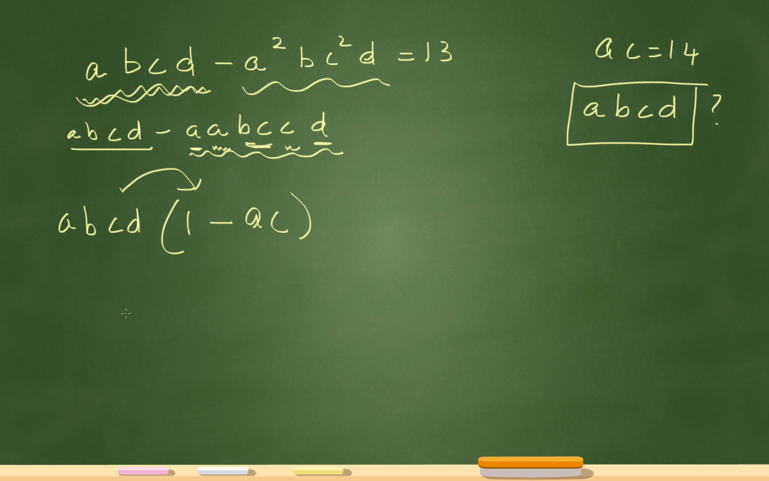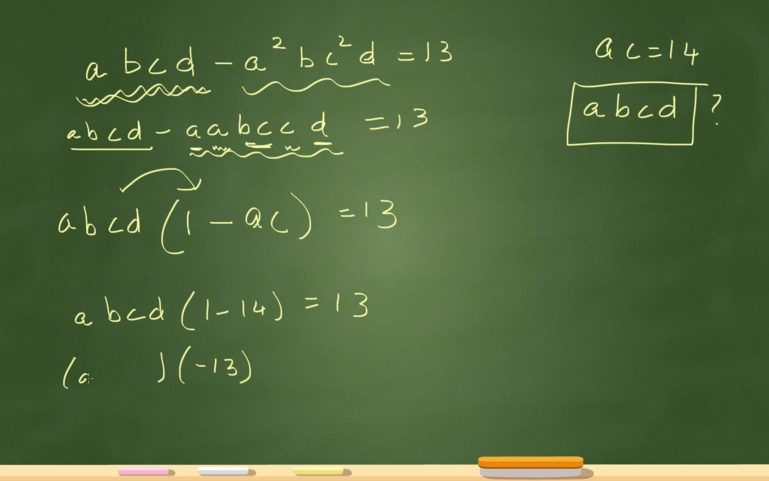So let's see what we have next. The problem tells me that the value of AC is 14. Okay, so A, B, C, D, and all of that equals 13. I forgot that. So this equals 13. A, B, C, D times 1 minus 14 equals 13. I know that 1 minus 14 is negative 13. So it'll be negative 13 times A, B, C, D equals 13.